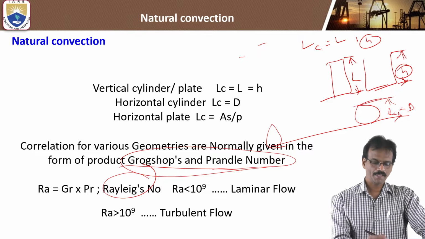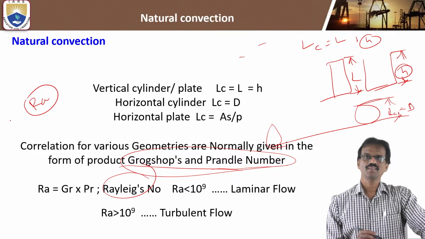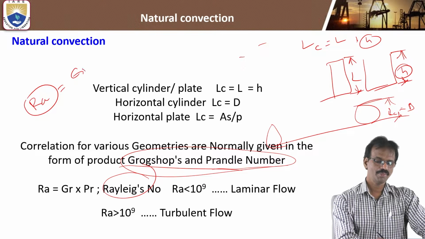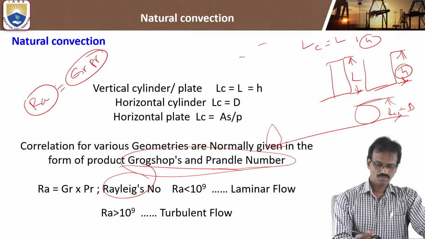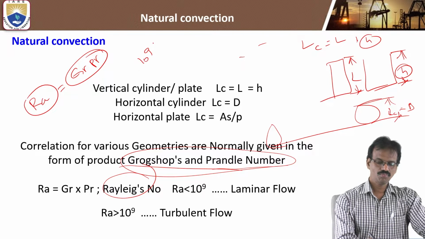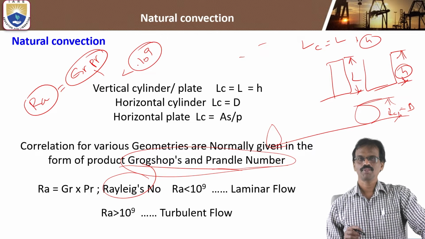Rayleigh's number is represented as Ra, not Re. Ra is nothing but the Grashof number times the Prandtl number. This value should be less than 10 to the power of 9. That shows laminar flow.